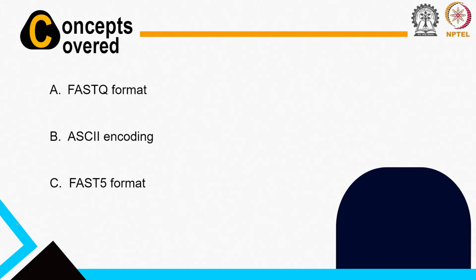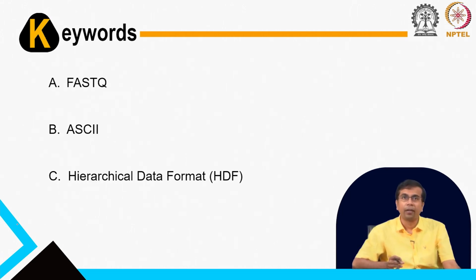We will discuss FASTQ format in a lot of detail, we will talk about ASCII encoding, and we will talk about FAST5 format. These are the keywords you will come across: FASTQ, ASCII, and hierarchical data format or HDF.